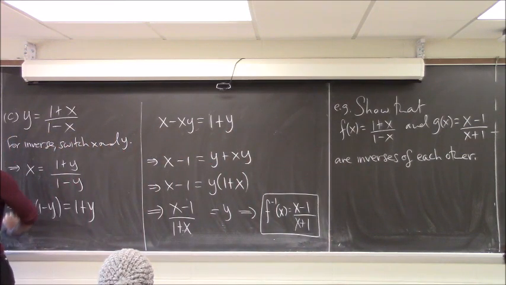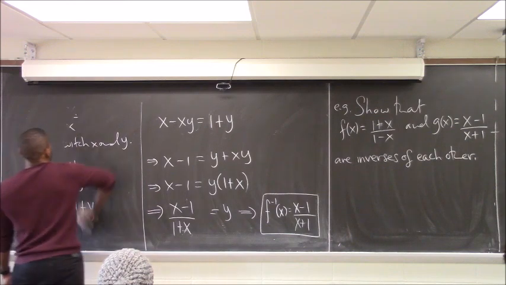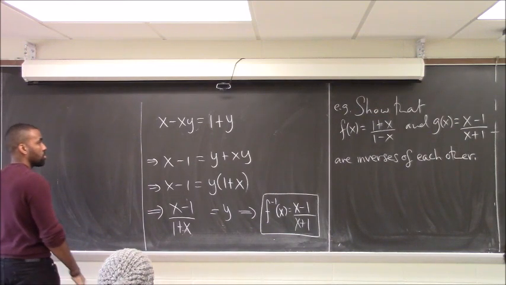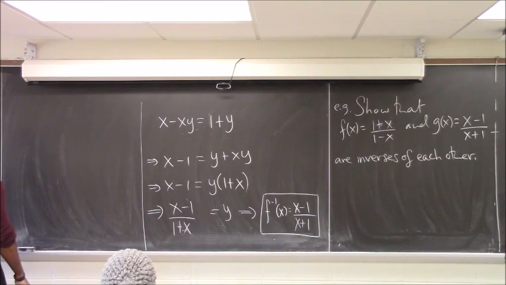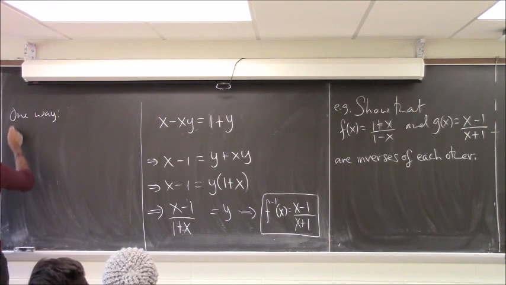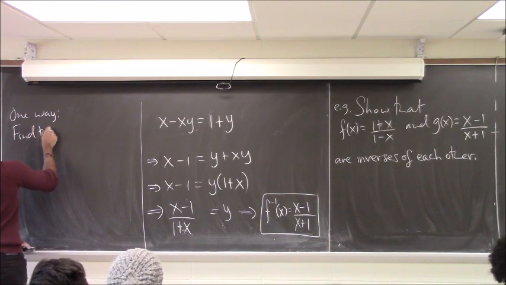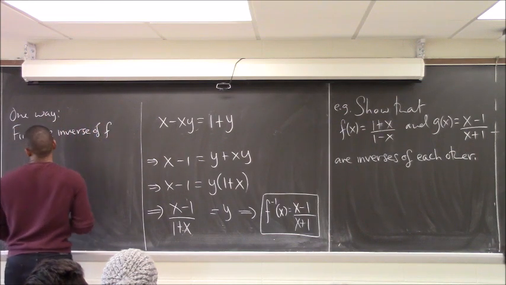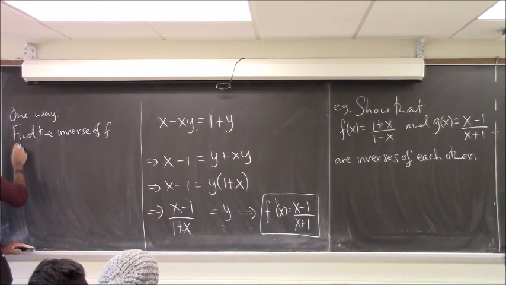So you find the inverse of f of x and g of x separately, and then they both equal the opposite. So one way, find the inverse of f, done above.